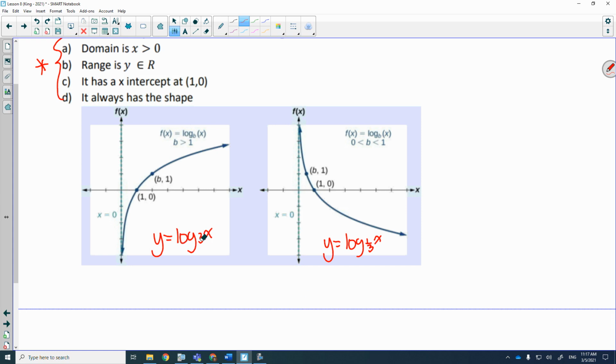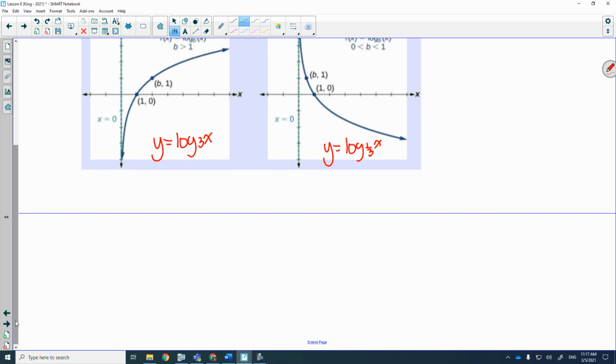I could make this any number greater than 1. So I could put a 2 here and a 1/2. I could put a 4 here and a quarter. I could put a 5 and 1/5. It's just these are the shapes you have to recognize.